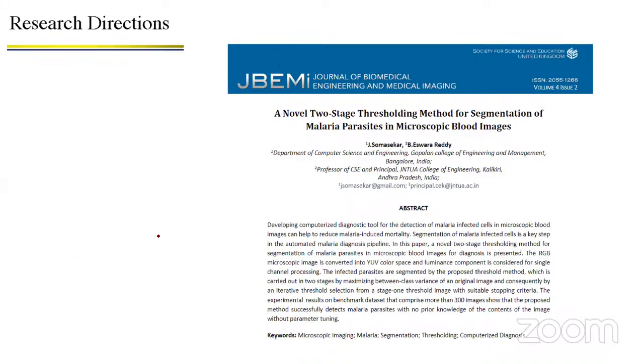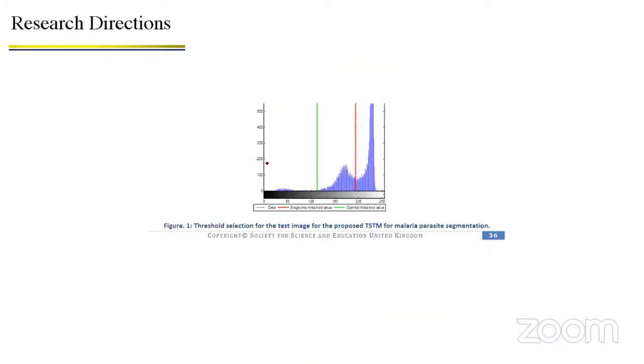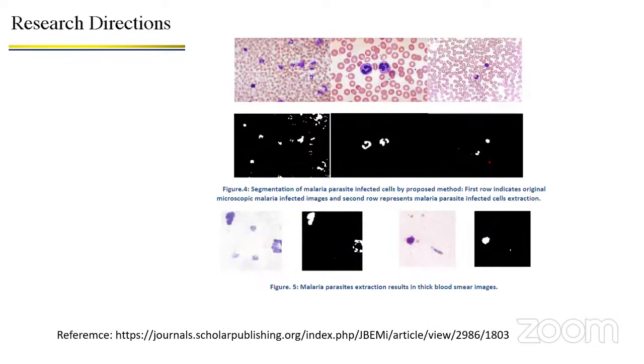These are the papers published, and you can see I am the first author for this: a novel 2-stage thresholding method for segmentation of malaria images, that is, microscopic malaria images. Here it is very difficult to go for a single thresholding, that's why I'm using 2 stages. In the first stage I have fixed this thresholding, and next I have fixed this thresholding by using iterative or max entropy thresholding. Based on that we are able to see proper outputs. You can see the input images and output images. The malaria infected cells are segmented properly in the output images, and based on that we can go for further diagnosis.